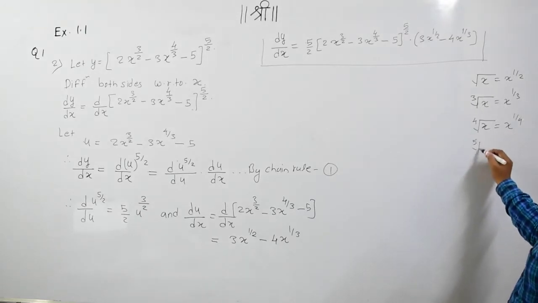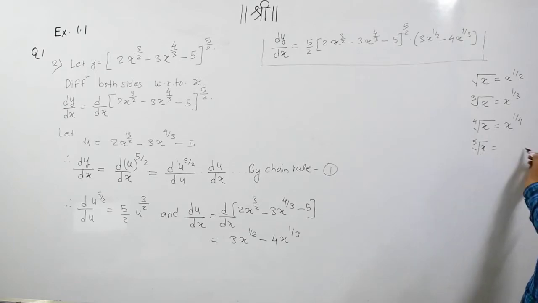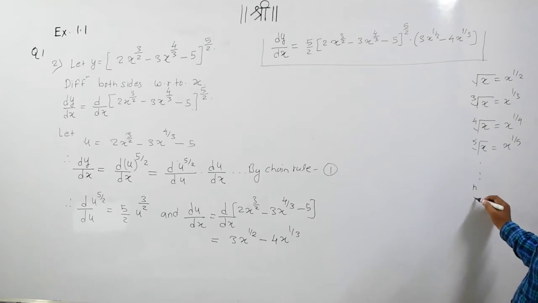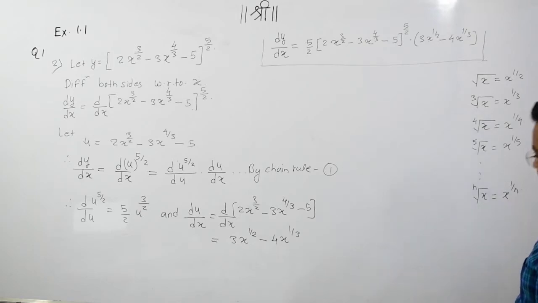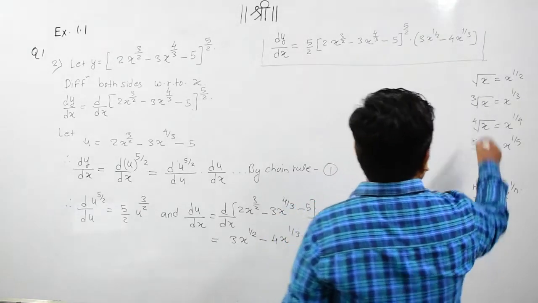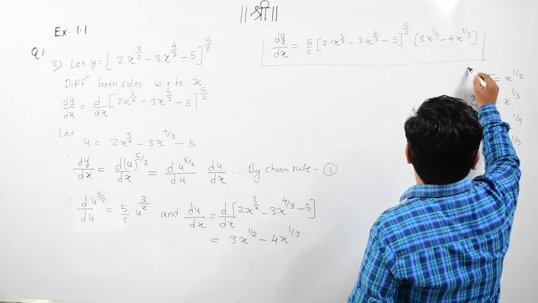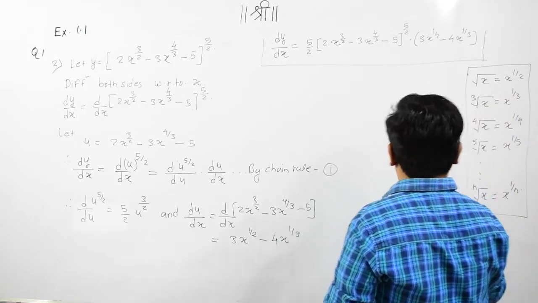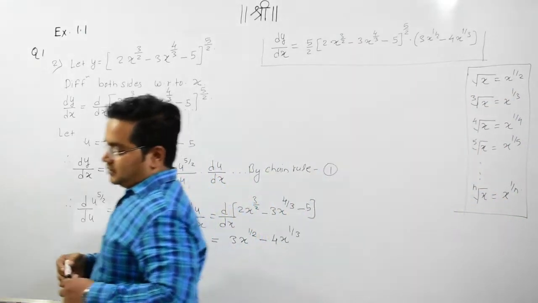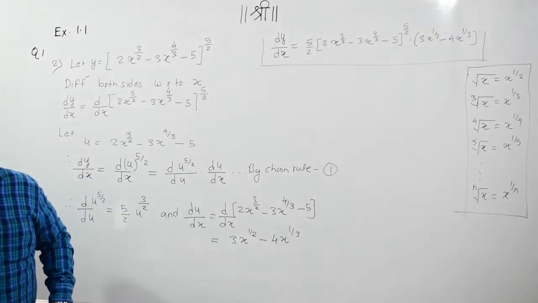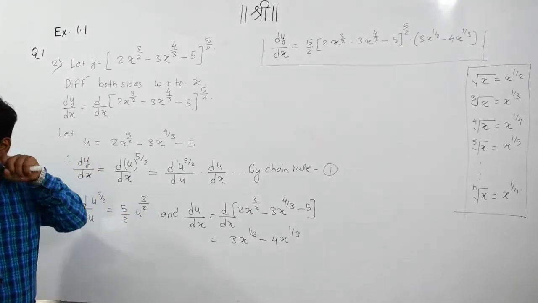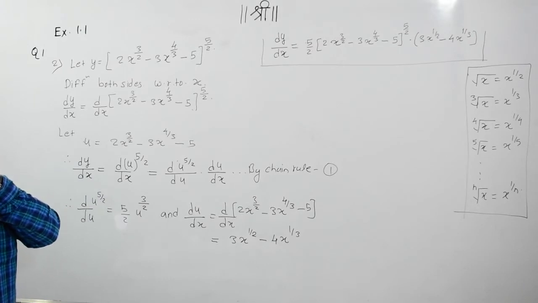And fifth root of x is equal to x raised to 1/5, and so on. Nth root of x is equal to how much? x raised to 1/n. Okay, this was the important parameter. Using this, you can simplify your question and match it with your previous answer. Now the next problem. Again we need to differentiate this next problem.